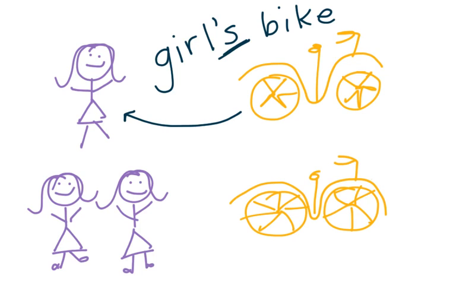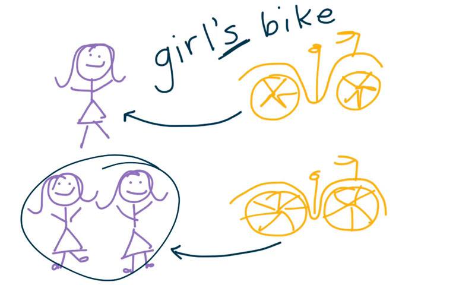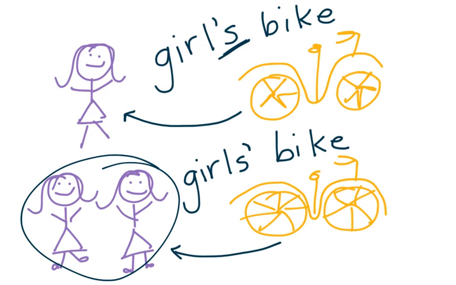There's only one girl. Here there are two girls, and the bike belongs to both of the girls. So we write girls. The S is already there. We put the apostrophe after the S. That way we know the bike belongs to more than one girl.